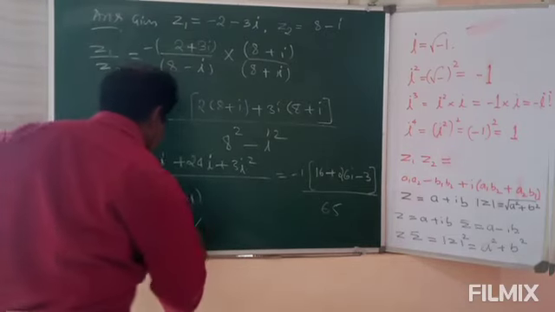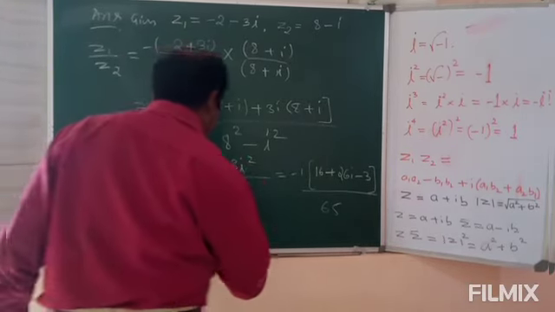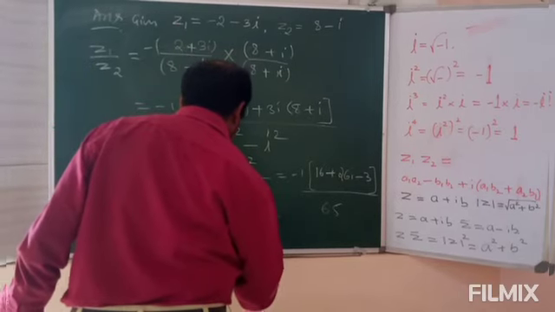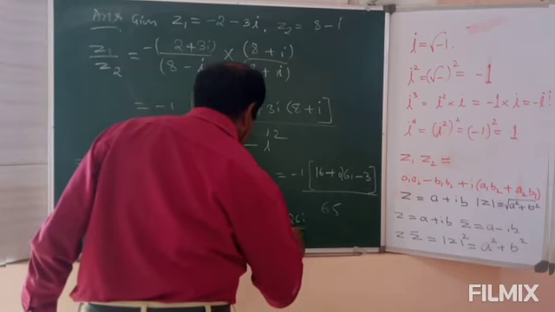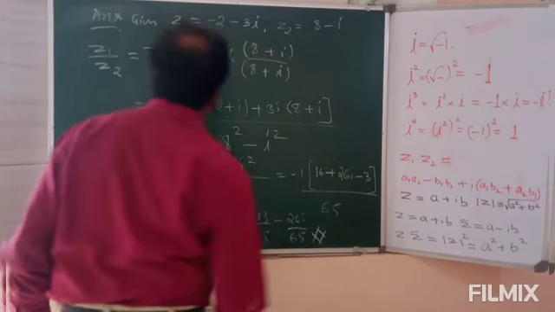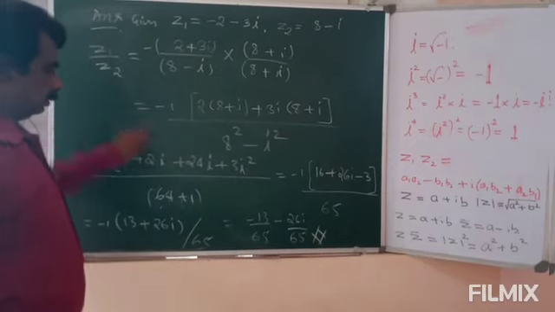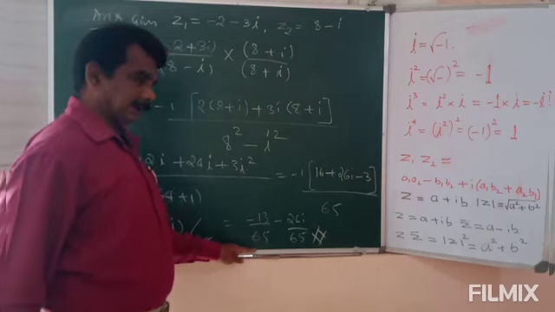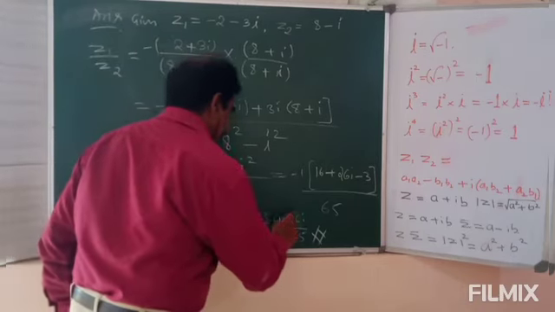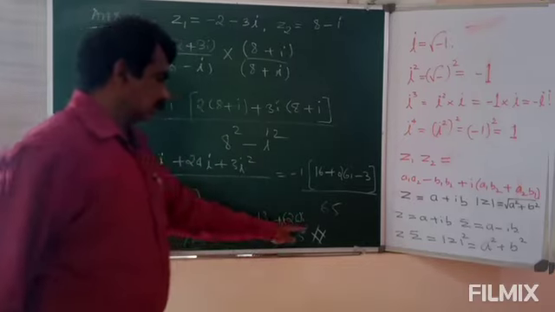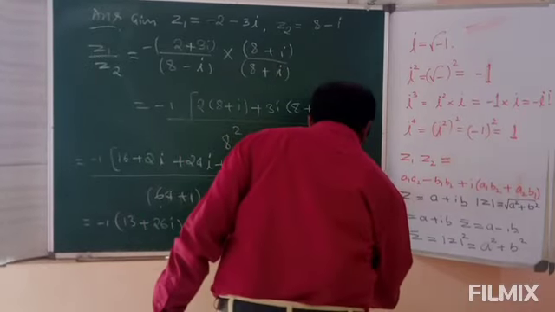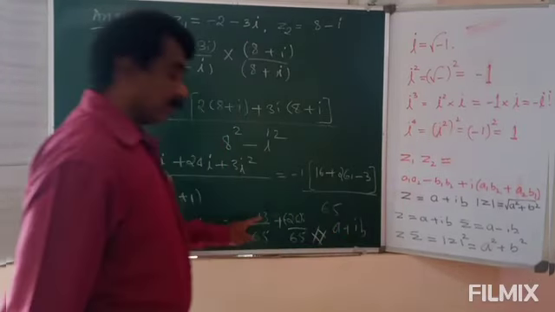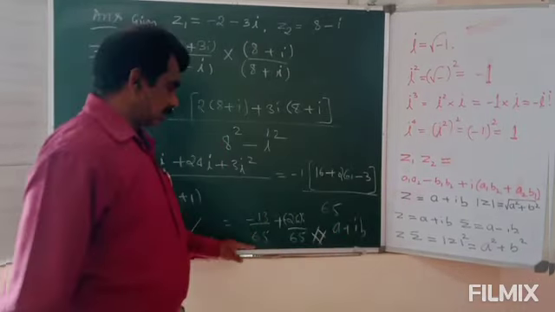Divided by 65, that is minus 13 by 65 minus 26i by 65. This is the division of z1 by z2: minus 13 by 65 minus 26i by 65. It is a complex number in the form a plus ib, where the value of a is minus 13 by 65 and b is minus 26 by 65.